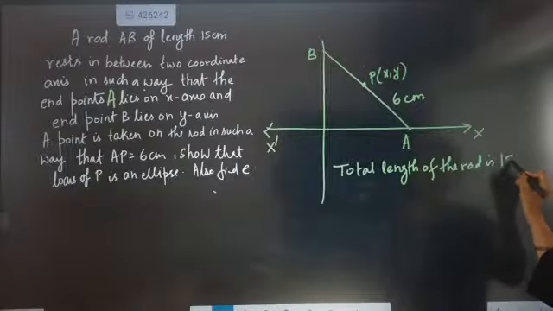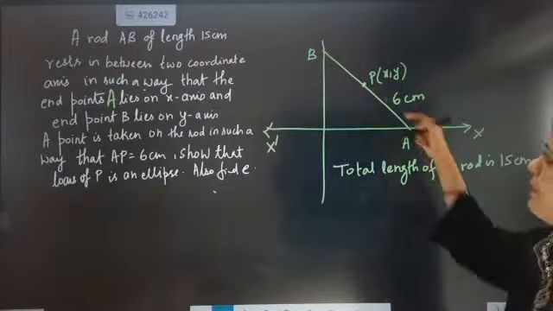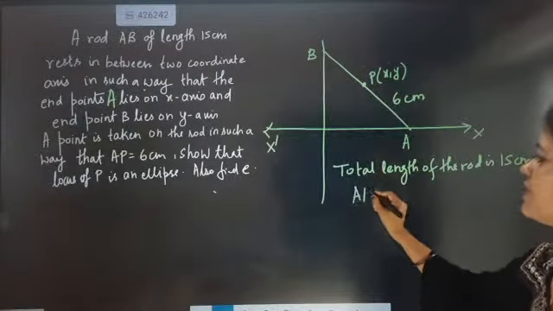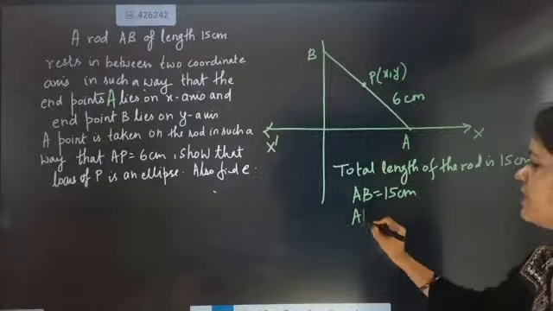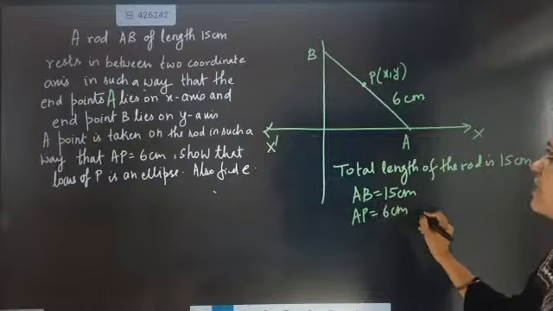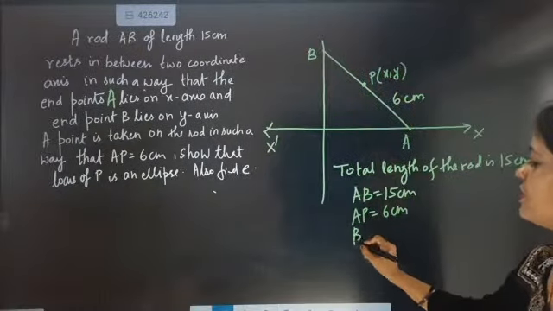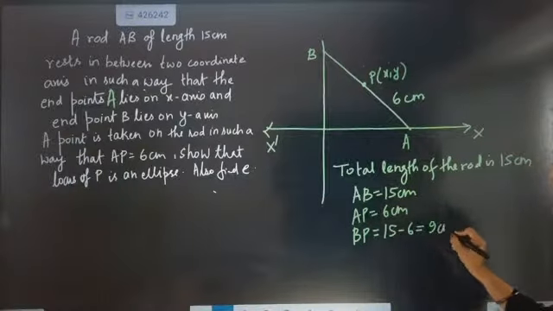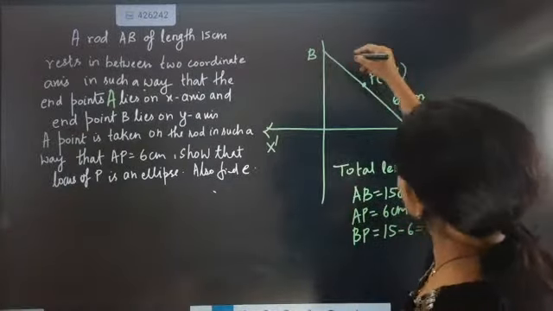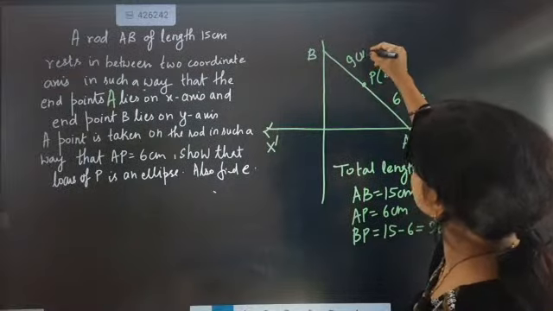is 15 centimeter. Now AP is given, that means AB equal to 15 centimeter, AP equal to 6 centimeter. Then what will be PB? PB will be 15 minus 6, 9 centimeter. That means this length will become 9 centimeter.